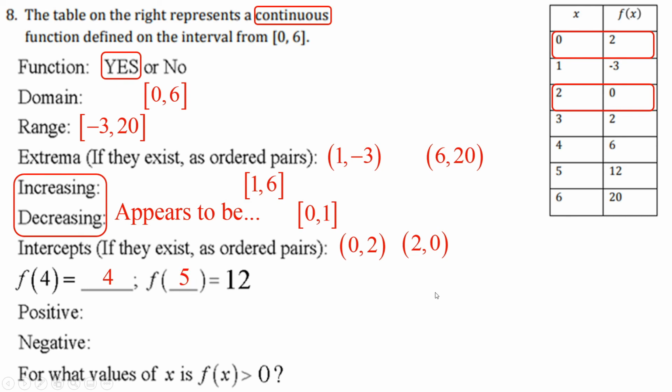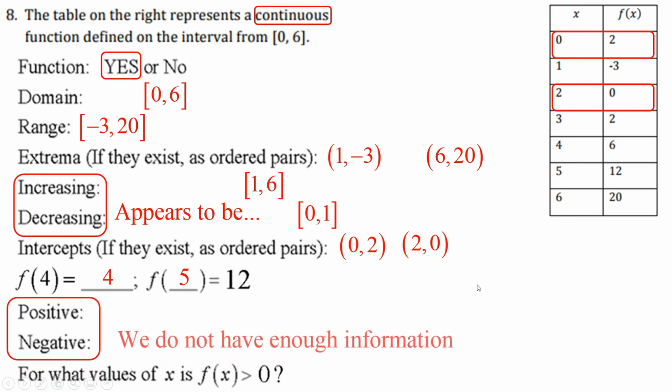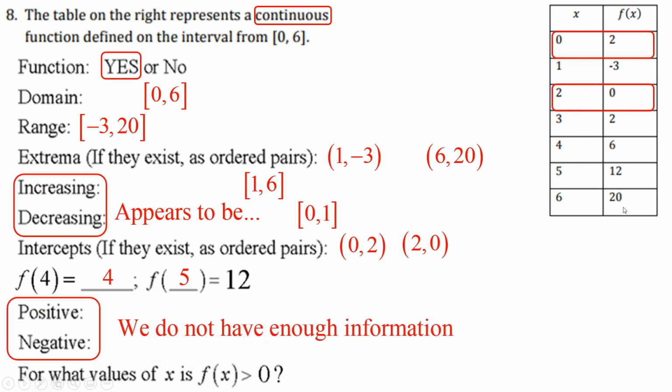Now, when is this positive? Now, again, I can't see everything. So honestly, we don't have enough information because I don't know what's happening between 0 and 1 and 1 and 2. All right, all I see are these points. So I really don't have enough information to tell you where this graph of a continuous function would be positive or negative.